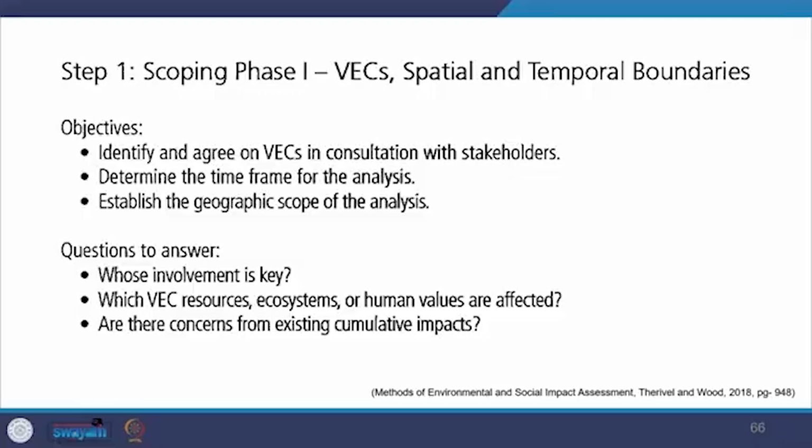There they have identified two phases in the scoping when we deal with it, and then the prime objective: why we do scoping and what things we need to take care of when we are dealing with cumulative effects. So the prime purpose is to identify and agree on the VECs in consultation with the stakeholders. There can be many VECs, so which VECs will you really pick up, or have you identified the right VECs or not? That is what you need to ensure during the scoping stage.